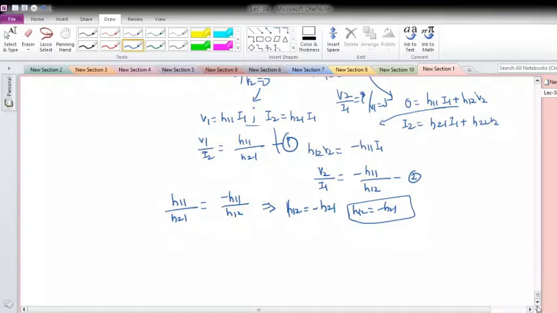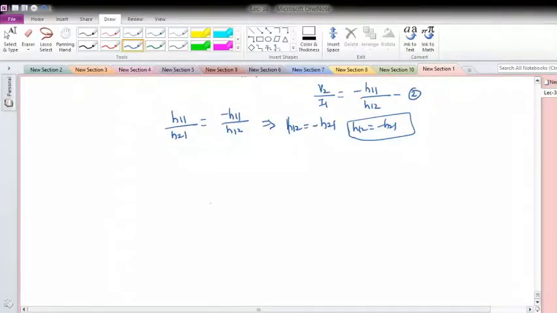So for the examples which we have taken, for those also you can find out the H parameters. Simply find out V1 and I1 for each element of the network, and correspondingly you will get all the H parameters. Okay. Now next, the sixth parameter is the inverse H parameter.